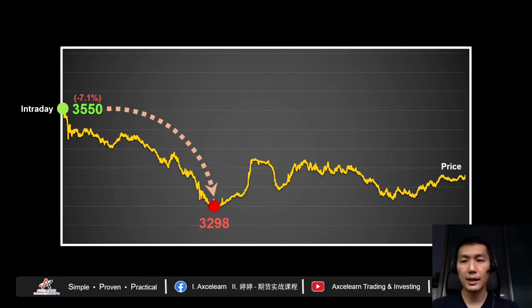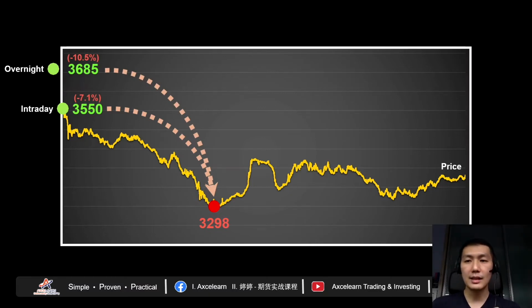So this is what we call the intraday changes. However, if we look at the overnight price changes, the overnight closing price, which is yesterday's closing price, it starts from 3,600 points and goes all the way down as low as 3,298 points. On this particular day, we are experiencing a 10% drop in the FCPO market. So volatility plays an important role in our trading, and if you don't understand volatility well, it can affect our trading decision as well as our trading psychology.